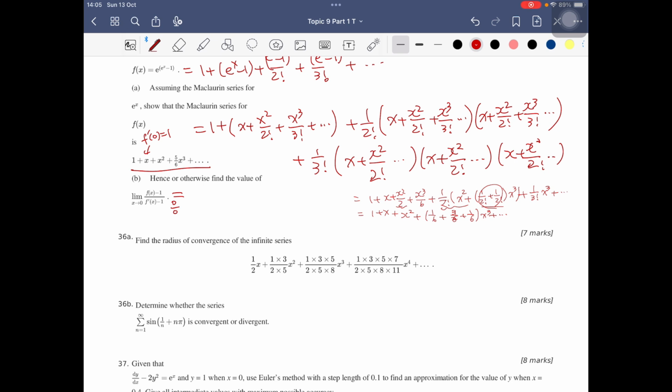Since we have it, let's use the series. f prime of x is 1 plus 2x plus 5 over 2 x squared, and so on, minus 1. 1 plus x squared, 5 over 6 x cubed, and so on, minus 1. So when we divide by x, 2 plus 5 over 2 x, and so on. Because all these remaining terms will go to 0 when we input 0 into x, this is 1 over 2.